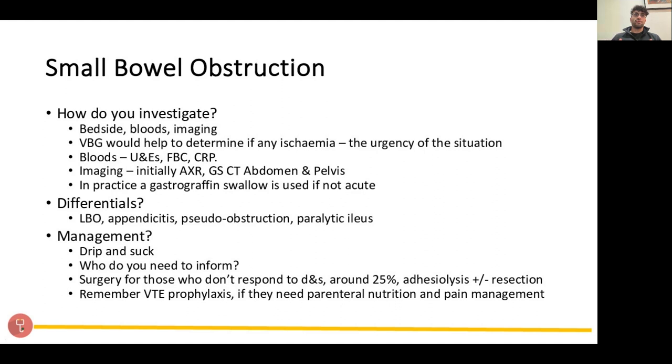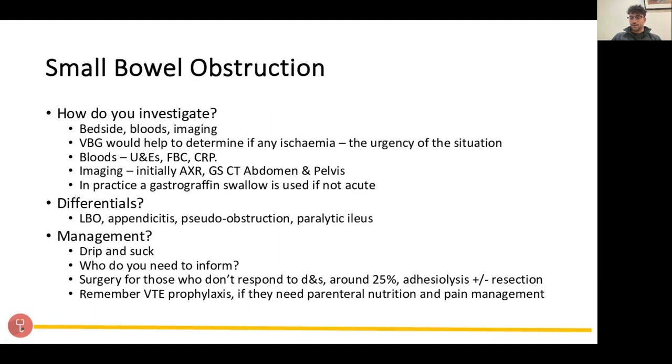That's not to say that you don't give everyone drip and suck, which, by the way, means just giving them IV fluids and putting an NG tube in to decompress the bowel. That's not to say that you wouldn't give all of them that, but whether it's therapeutic and manages to treat the obstruction only really ever works in adhesional obstructions, as they can resolve by themselves. Whereas if they've got a cancer, for example, then there's no way that can resolve by itself. Or if they've got a hernia, then there's no way that'll resolve by itself. And those patients will require some form of surgery.